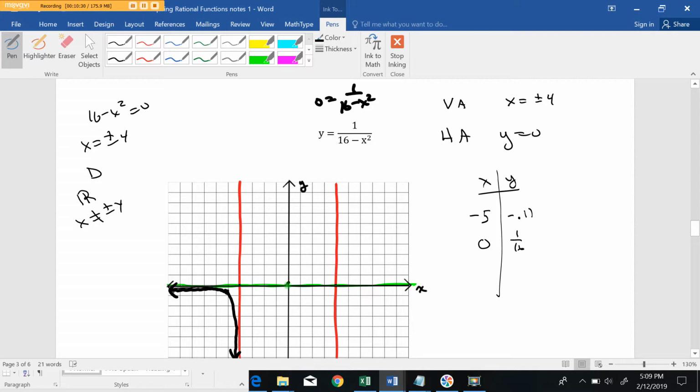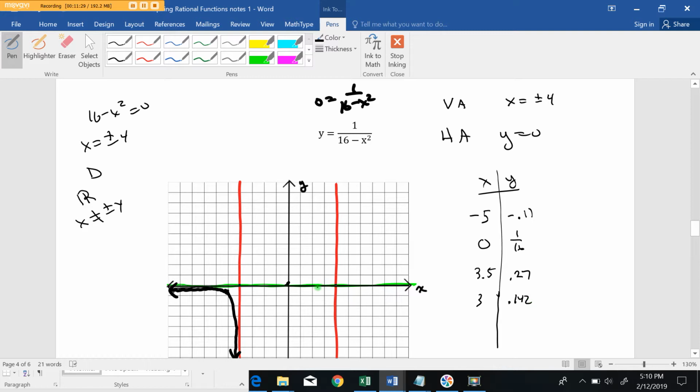Maybe we'll put, what are we going to put in there? Let's put 3.5 in, just to see what's happening when we're getting close to the asymptote there. So our function here is going to be 1 over 16 minus 3.5 squared. I get 0.27. That's curious. I'll plot just a couple more here. Let me try 3 here. 0.142. Okay.